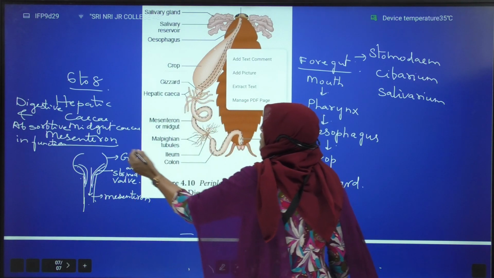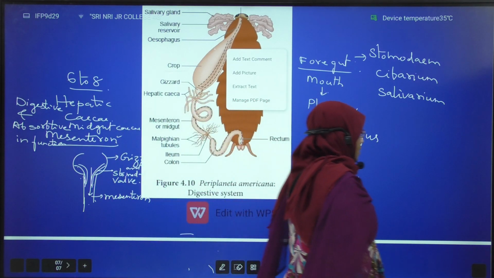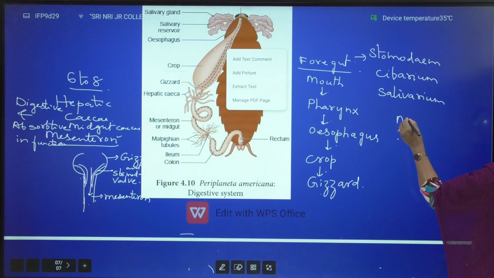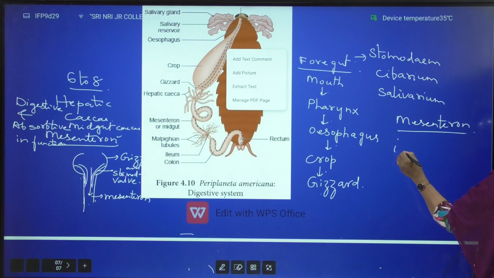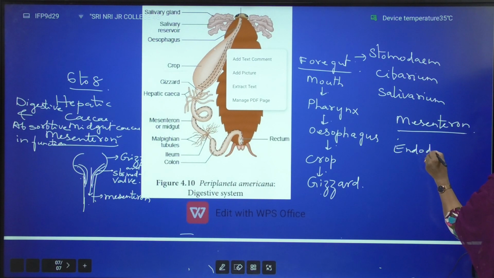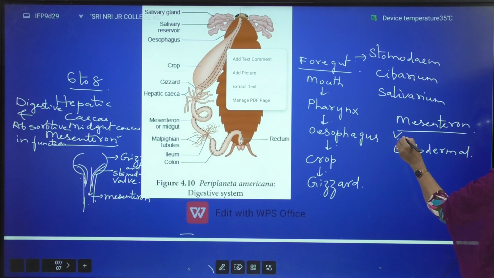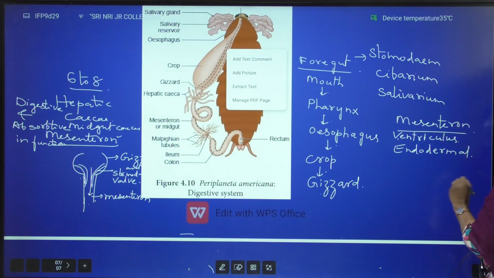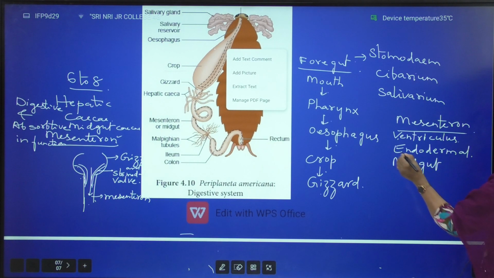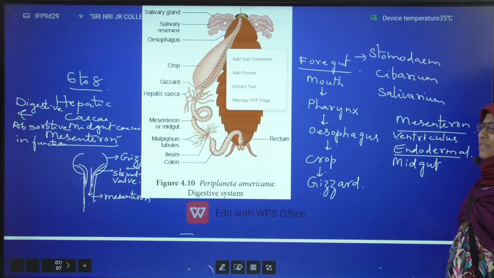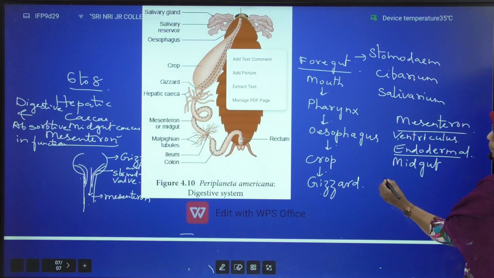Next, mesenteron. It is the second part of the alimentary canal. It is endodermal in origin. Mesenteron is otherwise called ventriculus. It is also known as midgut, and it is internally lined by endodermal cells.